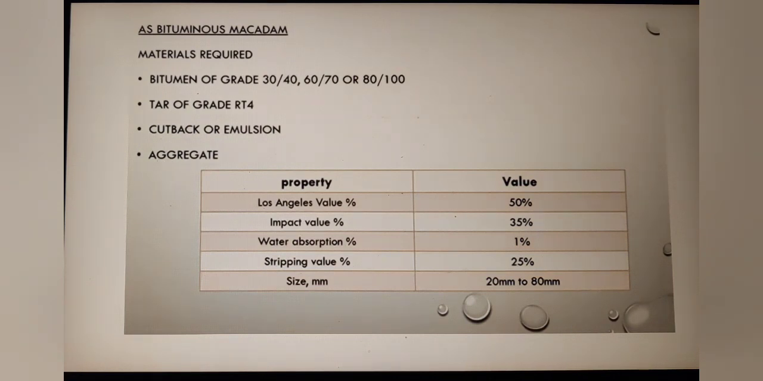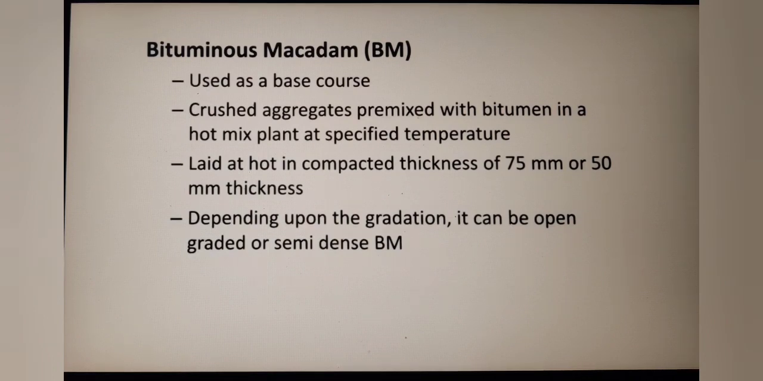So the second method to construct the base course is by bituminous macadam. Here the material used is bitumen of grade 30/40, 60/70 or 80/100, and the tar used is RT4. Cutback or emulsion is used, and the specification of the aggregate is shown in the table. For the bituminous macadam, the crushed aggregate is pre-mixed with bitumen in a hot mix plant.